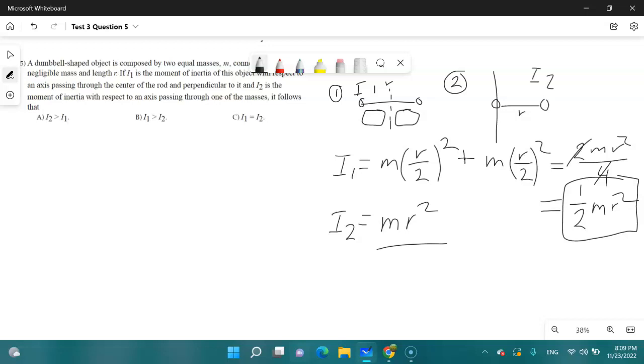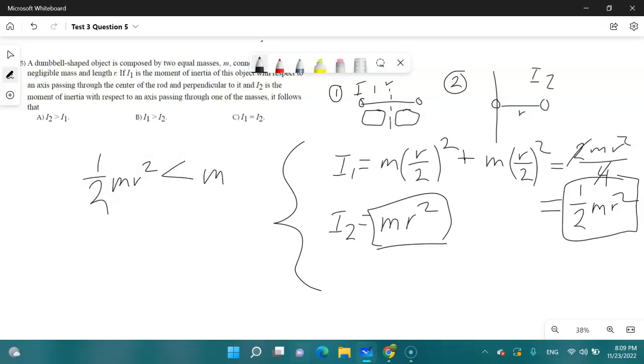So now we can simply compare these two moments of inertia, and we know that half of the mass times the radius squared is going to be less than the mass times the radius squared. This is ultimately going to be a larger value every time. So we know that the moment of inertia in the first situation is going to be less than the moment of inertia in the second situation. So that leaves us with option A.